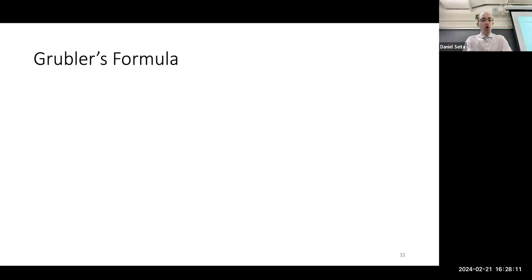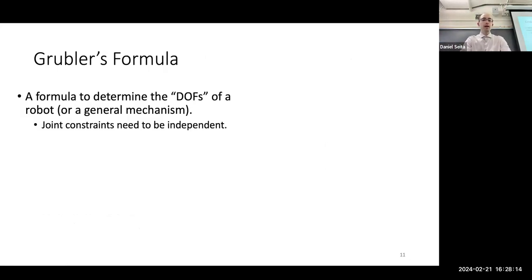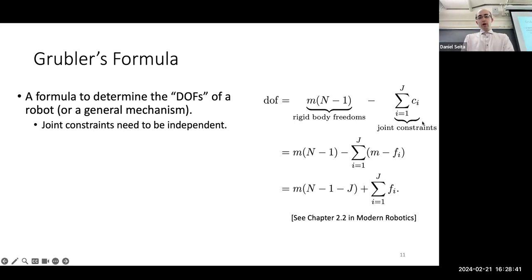All right, so Grübler's formula. This is a general formula to determine the degrees of freedom of a robot or some kind of general mechanism, because when you're dealing with more complicated systems, it becomes hard to intuitively think about what the degrees of freedom is. So it's easier if you have a mathematical formula that you can apply. It looks like this. The degrees of freedom of a general mechanism is based on the rigid body freedom minus all the joint constraints.